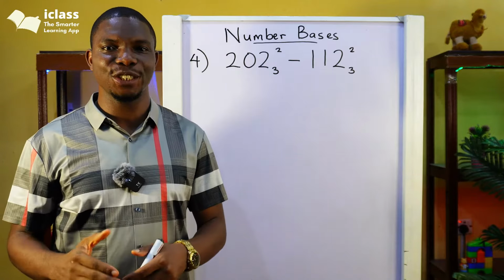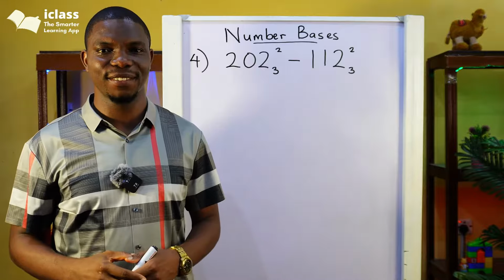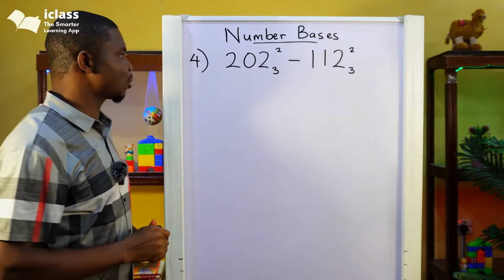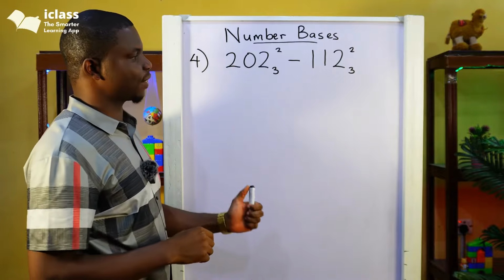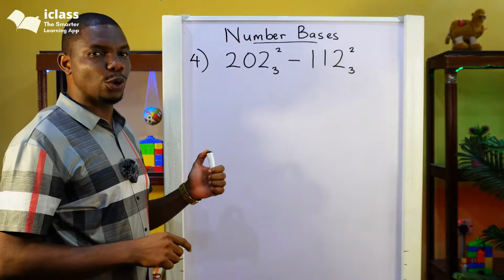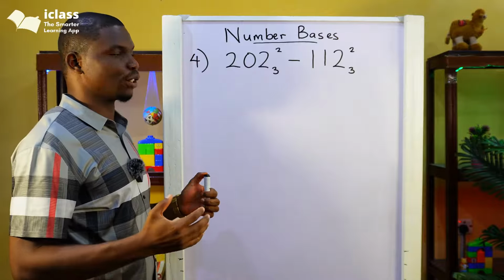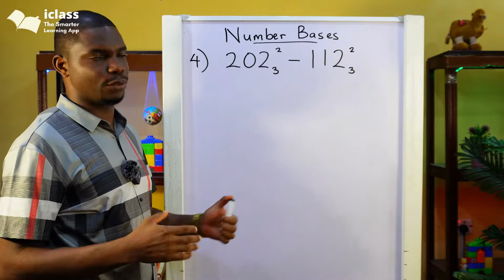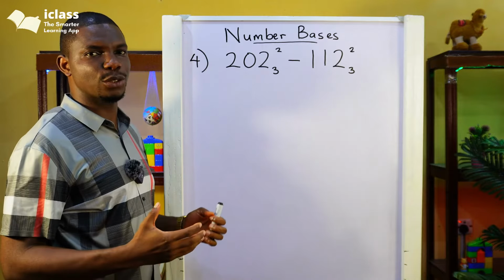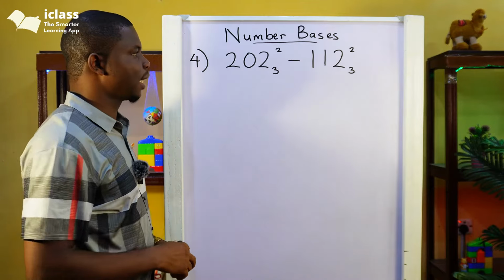Still on operations of numbers in other bases. We have question 4, 202 base 3 squared minus 112 base 3 squared. Now this is an objective question, and you know, they don't give a lot of time in the exam for objective questions. So you have to find a way to get to the answer pretty fast.